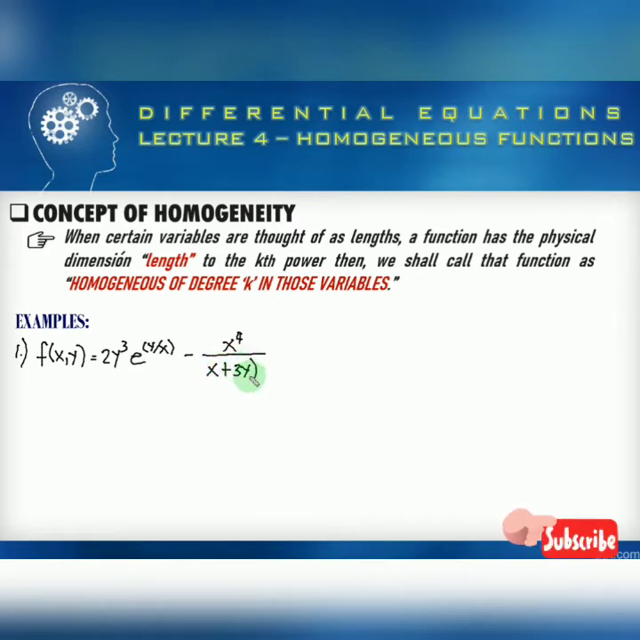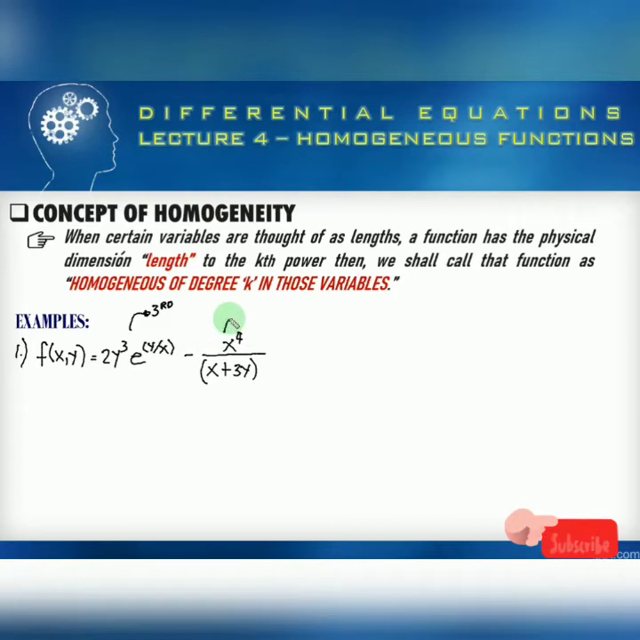So first, homogeneous of degree k in those variables. Again, we will examine each term. For our first term, if we take the degree of this first term, we have the variable y raised to the cube, so we can say that this is third degree.